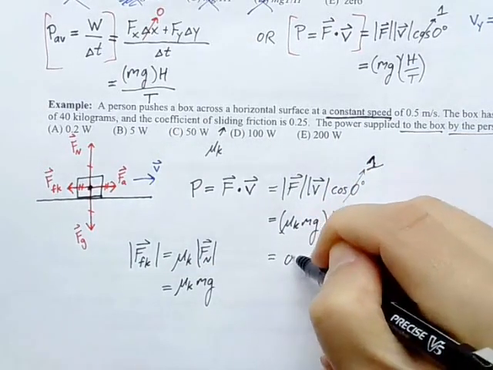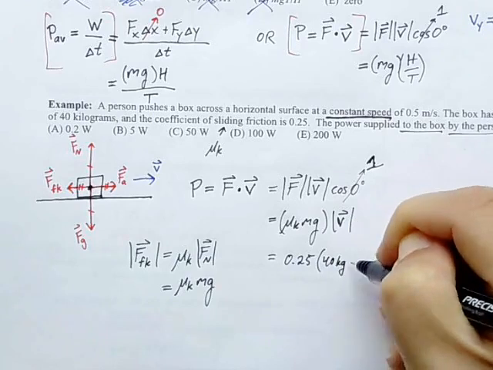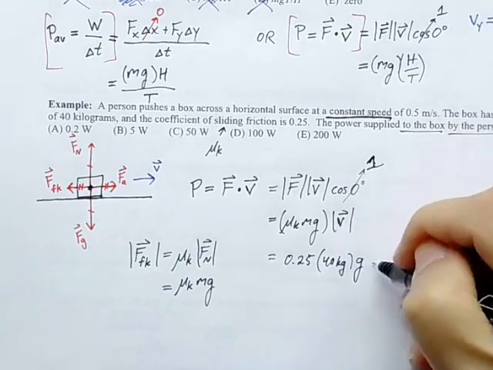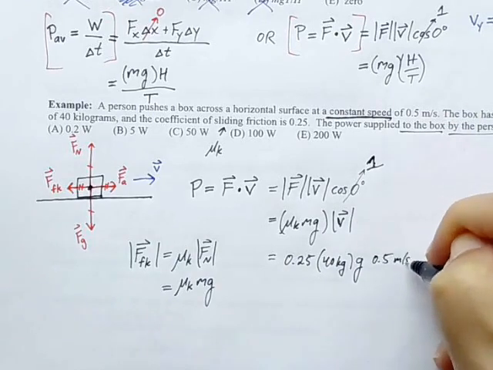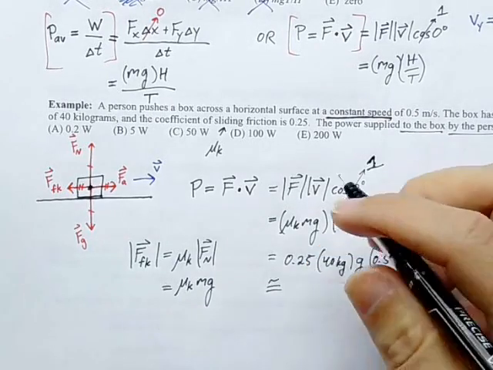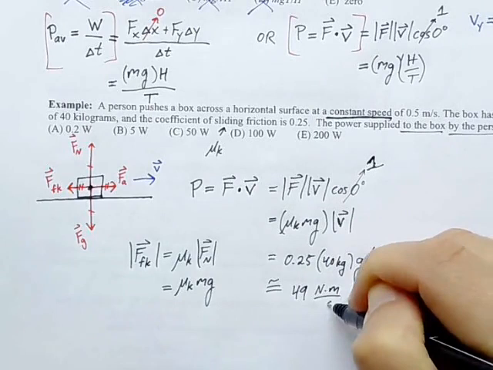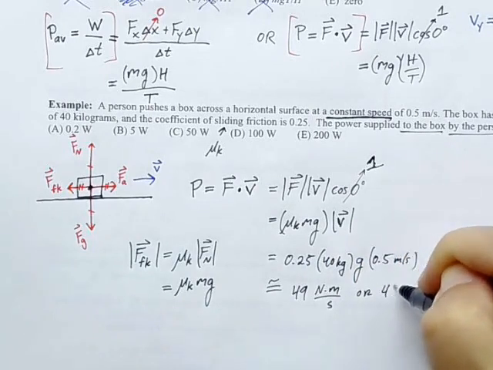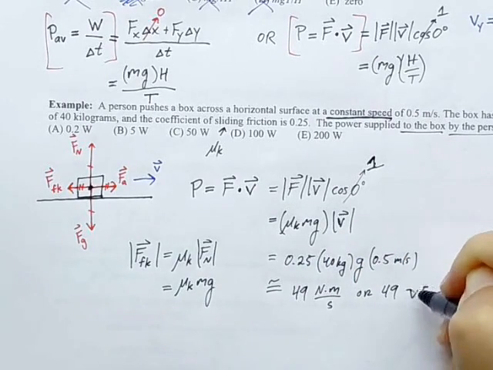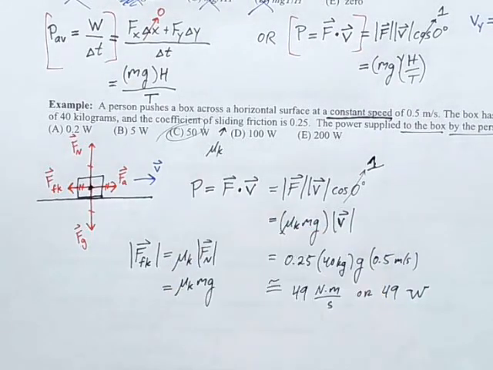So 0.25 times the mass of 40 kilograms times little g times our speed of 0.5 meters per second comes out to about 49 Newton meters per second, or 49 watts. Put my little serifs on the W to indicate watts as opposed to work. So it's about 50 right there.